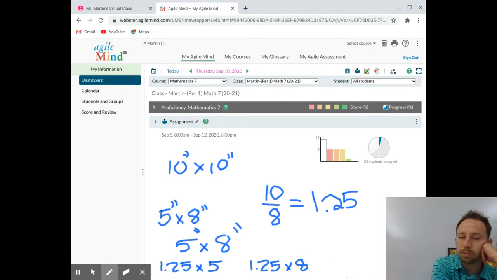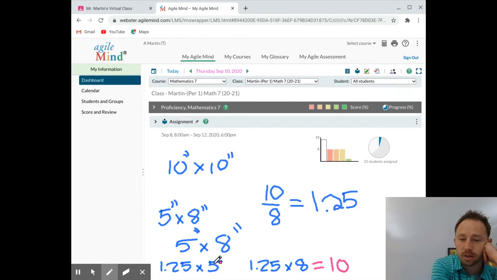All right, so what's 1.25 times 8? We should know that because we just did 10 divided by 8 is 1.25. So that means that 1.25 times 8 is 10. All right. Do you have the answer to 1.25 times 5?